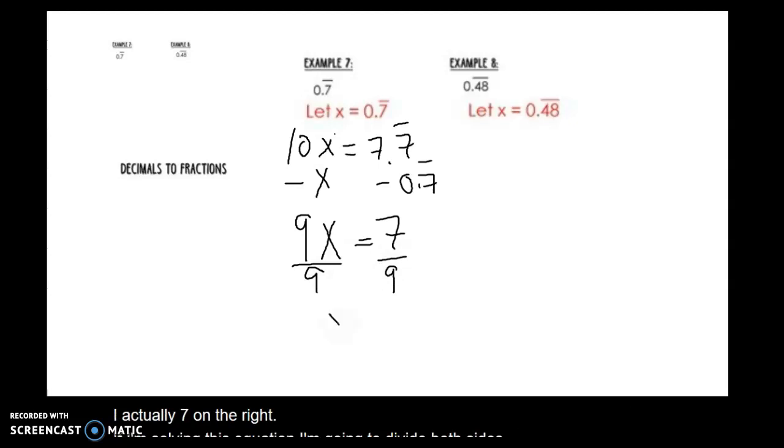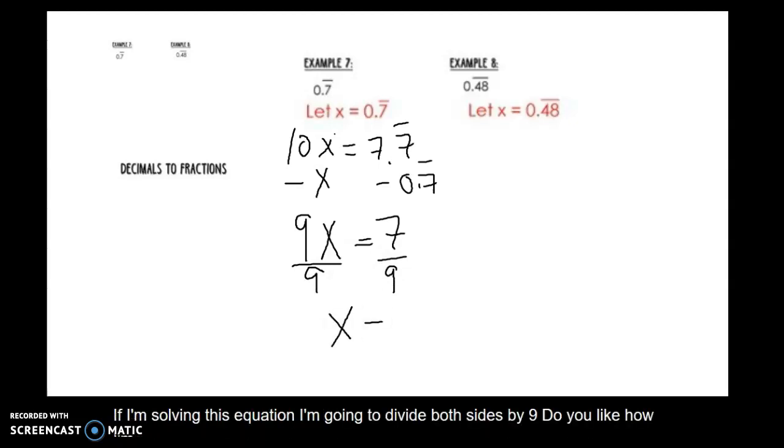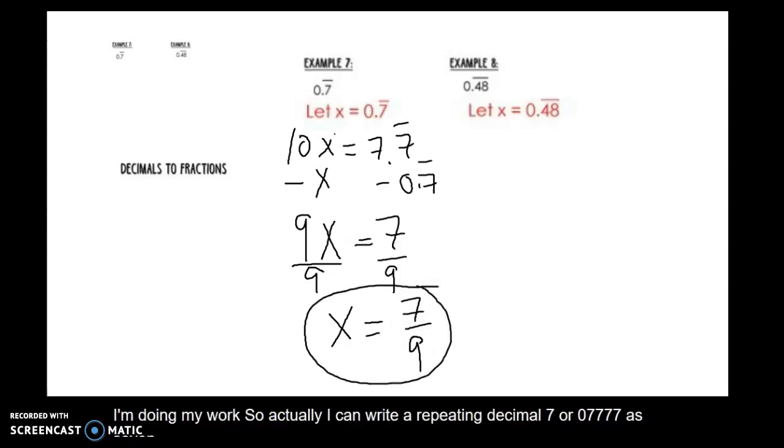Do you like how I'm showing my work? So actually, I can write the repeating decimal 0.7777 as 7/9. Try it on your calculator. Try 7 divided by 9, and you're going to get 0.7 repeating.